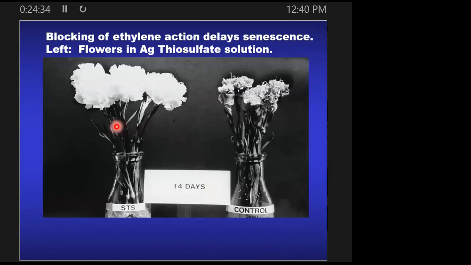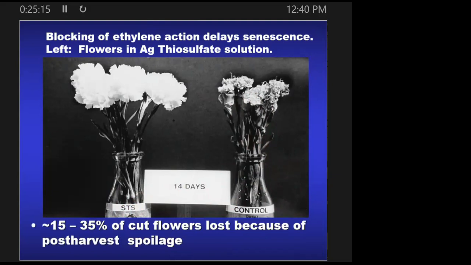The flower industry, the cut flower industry, huge business, billion-dollar business. And again, they take advantage of that, because they know that they need to block the ethylene production. And so the left flowers were soaked, the stems are sitting in a solution of thiosulfate. And then control plants looking pretty pathetic. I don't think you'd want to give those to anybody. And that's just after 14 days. So the cut flower industry, they're certainly aware of this. At least at some level, they know that they have to make sure to get the right chemicals that the cut stems are soaking in to try to block that.